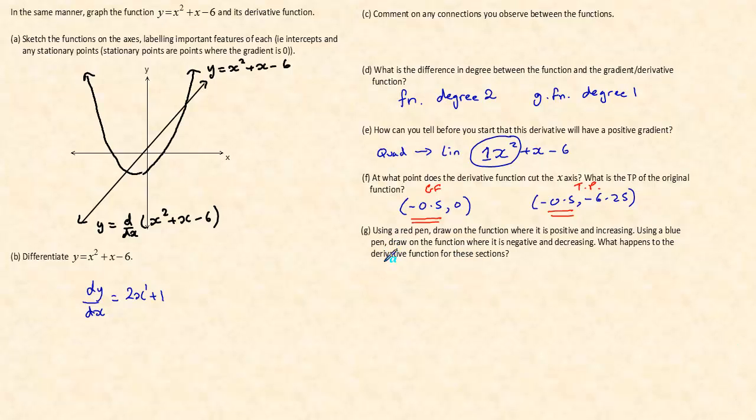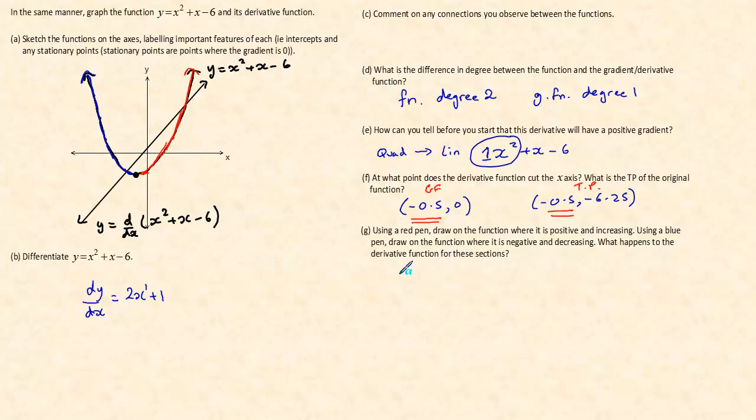Now we've arrived at the point here that explains why I drew these in black. So using a red pen, draw on the function where it is positive and increasing. Now that's anywhere from the turning point upwards. We can see that the gradient is positive here and the function is increasing. With a blue pen, where it's negative and decreasing, so the gradient is negative along this section here down to the turning point, and of course at the turning point itself we know the gradient is 0.